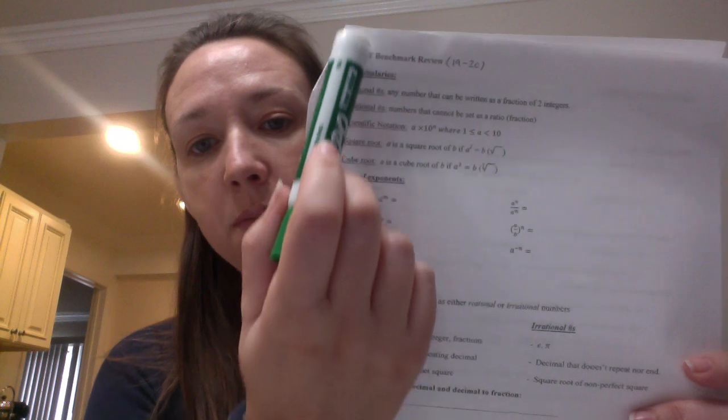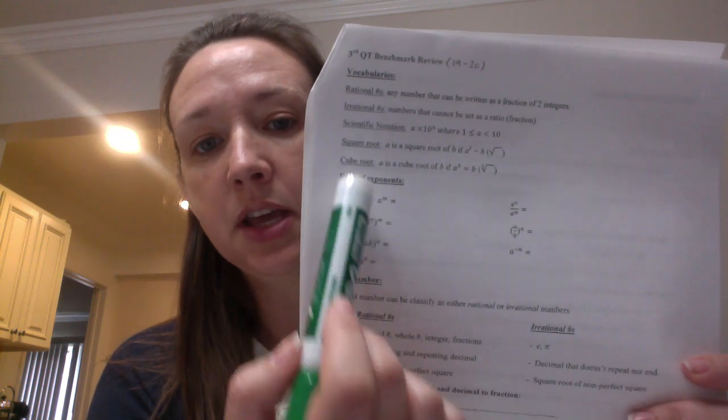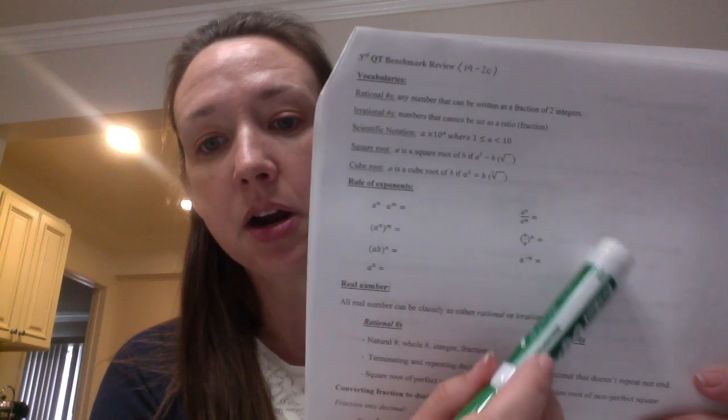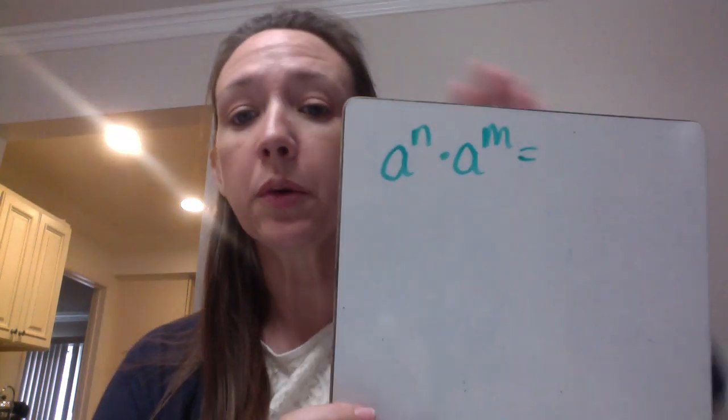There's a bunch of vocabulary words in here that you can reference, but we're going to be looking at the rule of exponents. So I'm going to be filling out this part on my whiteboard, and you can fill it out on your paper as we go. It's not cheating to copy this. This is just like notes. So the first one they say is a to the n times a to the m. So we're going to fill that part out.